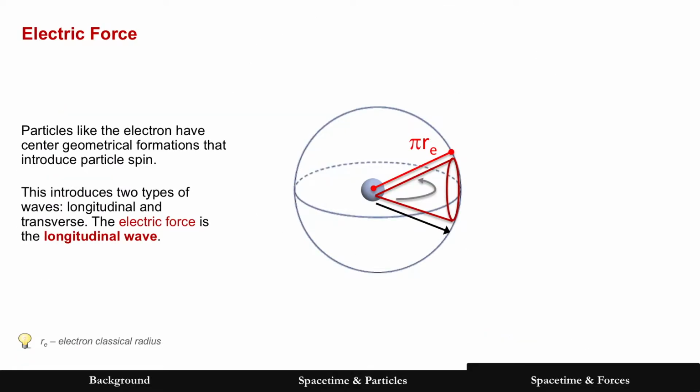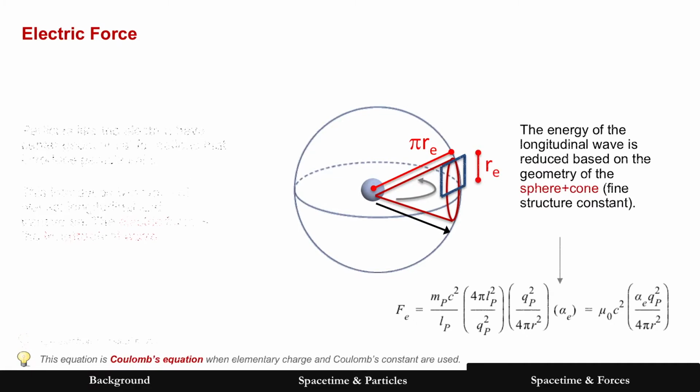Now back to the electric force. The electric force on particles such as the electron have spin. Now, the geometric formation of that electron might cause spin, and that spin now has not only the longitudinal wave, which was seen in the strong force, but that is actually being decreased now because its energy is also being used for spin, creating a new transverse wave. But for the electric force, we're going to focus just on the longitudinal component and the reduction of it due to spin. And that's the sphere plus cone geometry that was derived earlier for the fine structure constant.